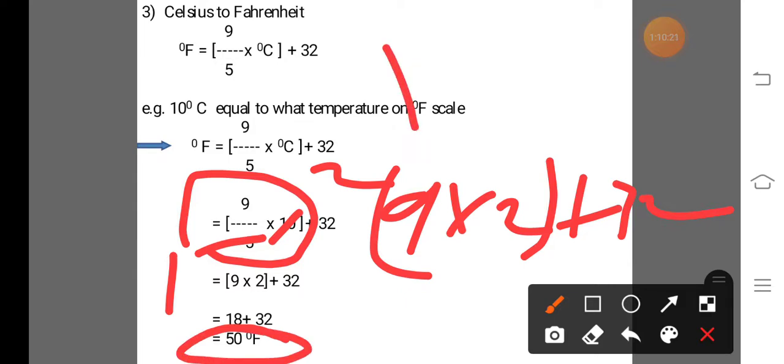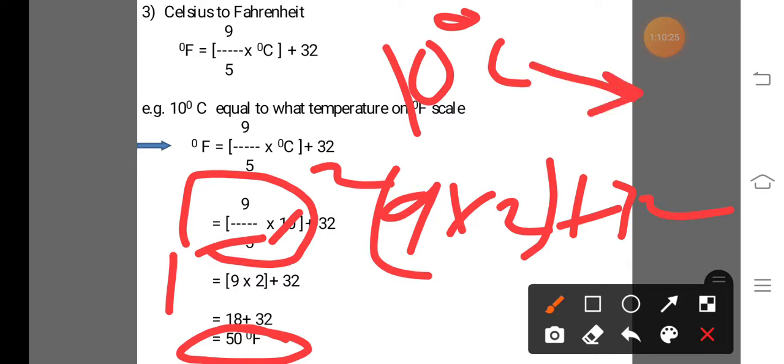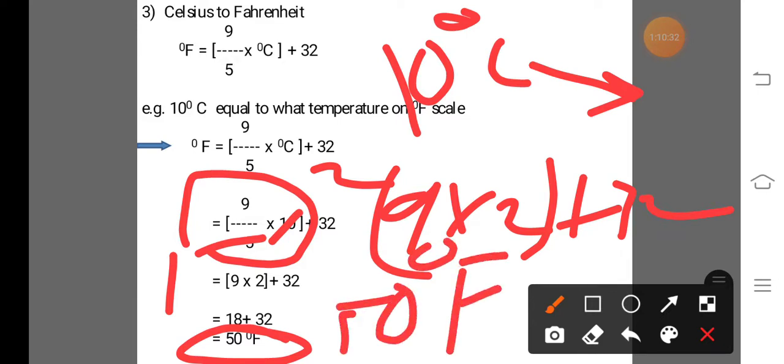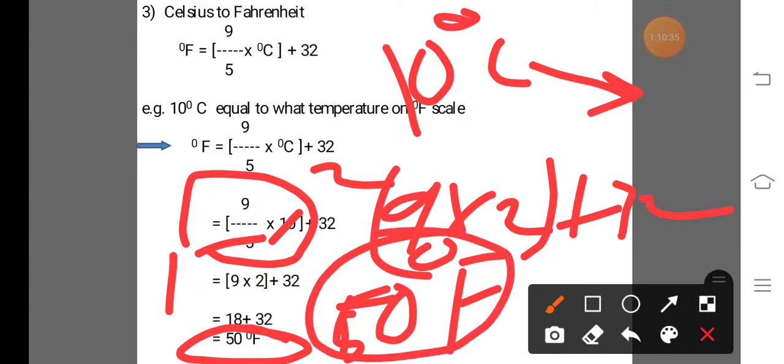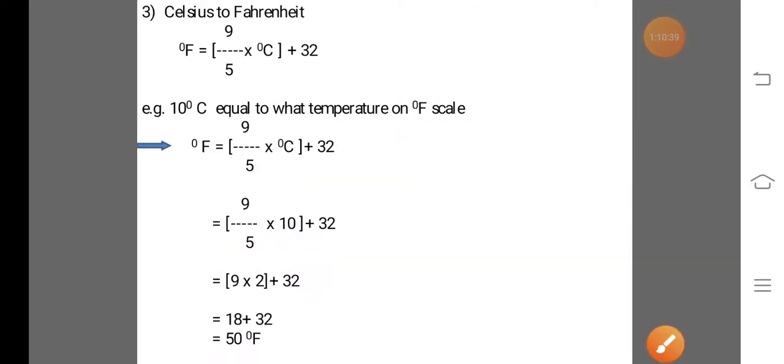That means when 10 degrees Celsius temperature is recorded on a thermometer, at that time the temperature in degrees Fahrenheit is 50 degree Fahrenheit. Like that the Celsius temperature is converted into the Fahrenheit scale.